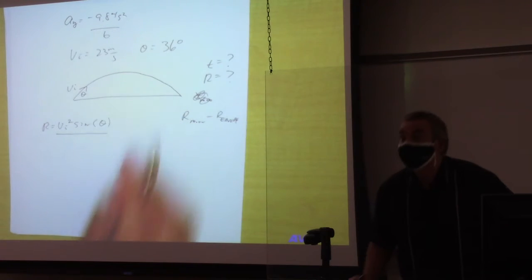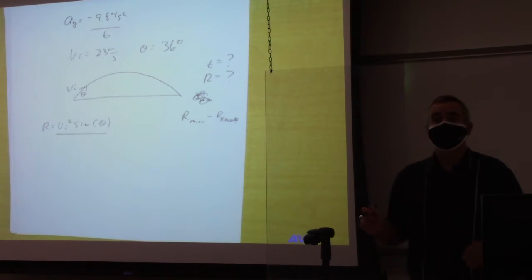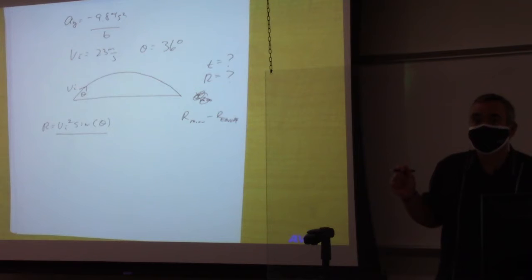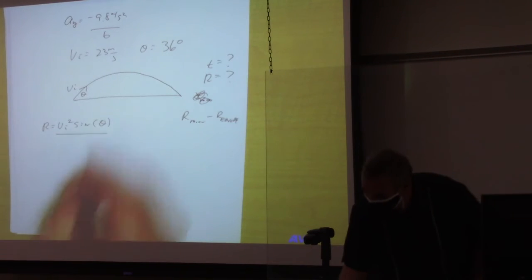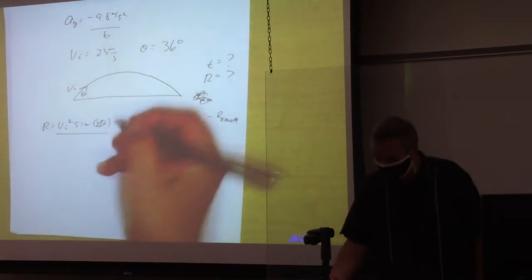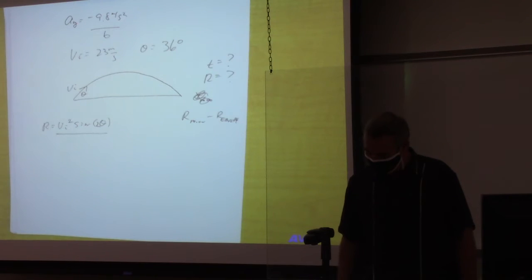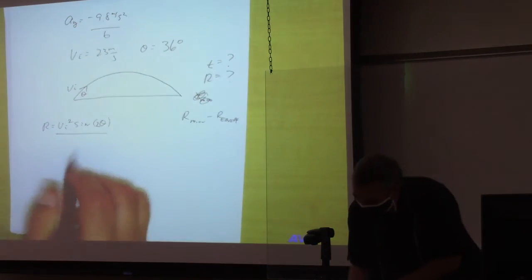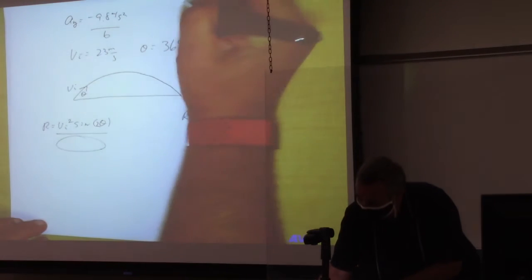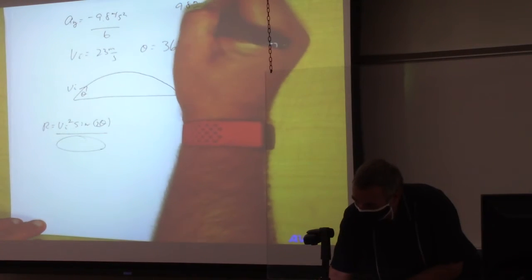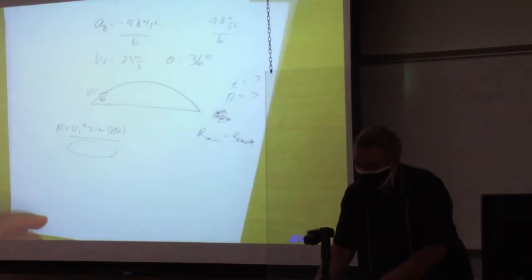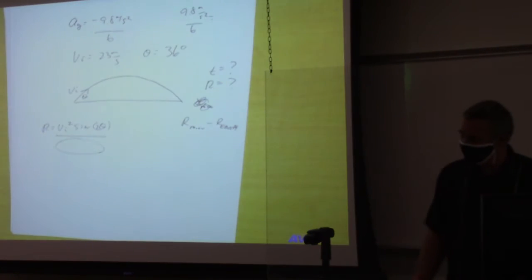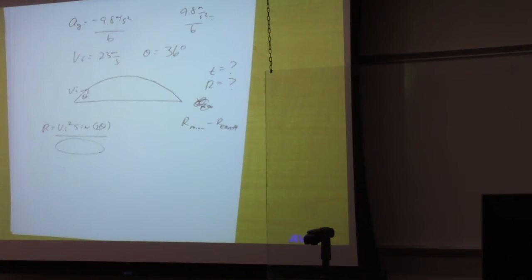Oh, yeah, sine of 2 theta, yes. Oh, thank you, Rick. I don't know what I was doing there. So the value that we have to put here is 9.8 divided by 6. It's like 1.63 or something like that. 1.63, good.